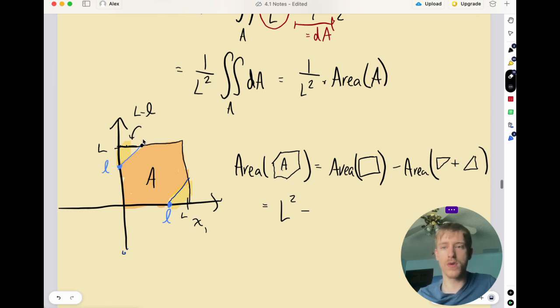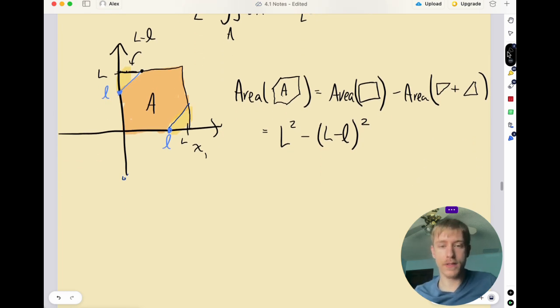So if that's true, then the area of these two put together is just going to be a square with side length capital L minus lowercase l, or you can take it as two triangles. You can do this however you want, but this is essentially going to be (capital L minus lowercase l) squared. Right?